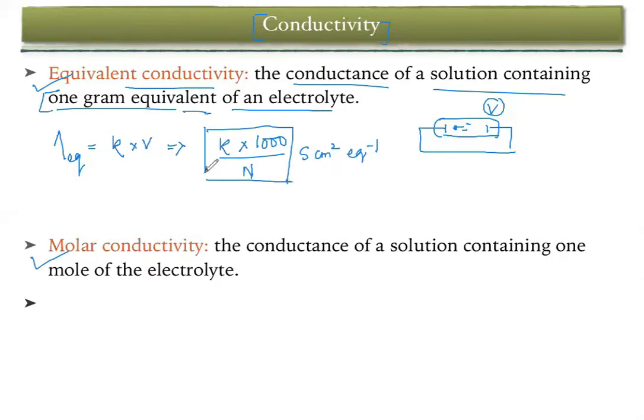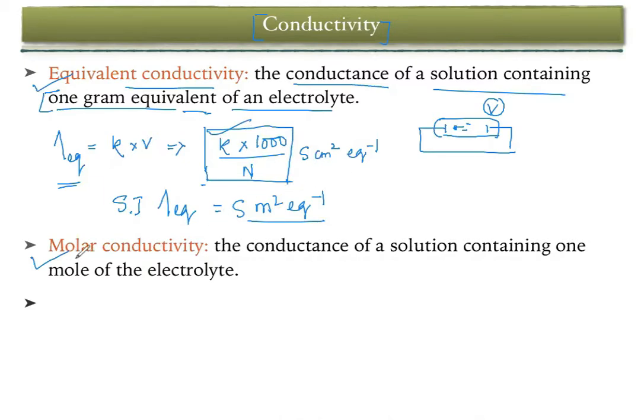So the equivalent conductivity is given by kappa into 1000 divided by normality. Using this formula, we have to solve the numericals. The SI unit for equivalent conductivity is Siemens meter square per equivalent. So in the exam, they will ask you to calculate the equivalent conductivity, so directly we have to put this formula to solve the numericals.